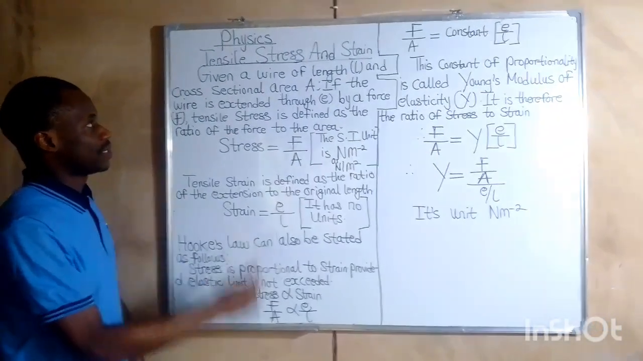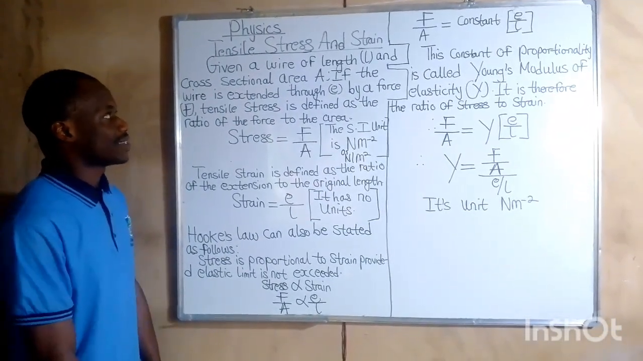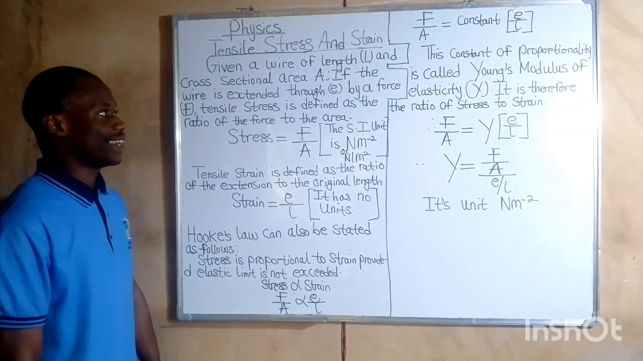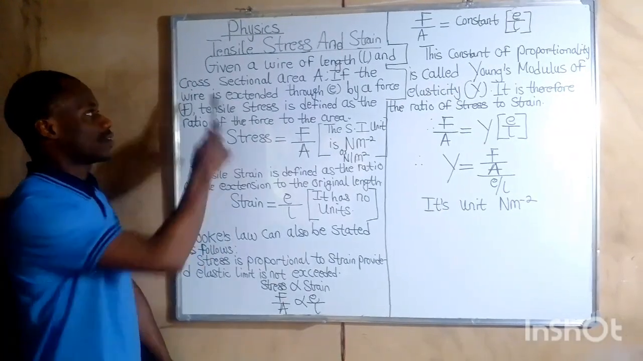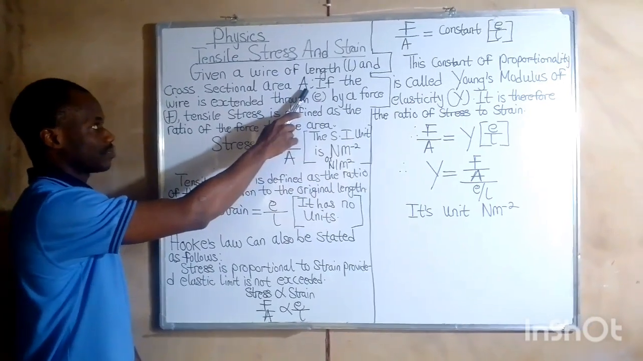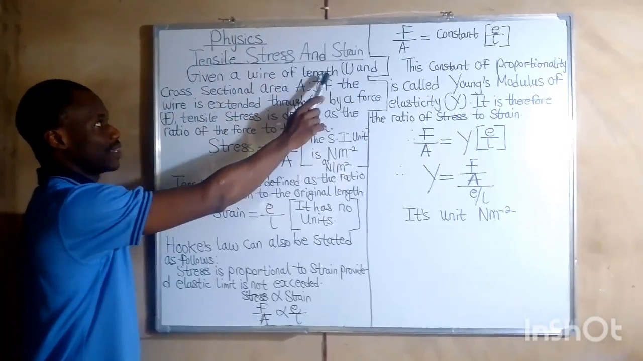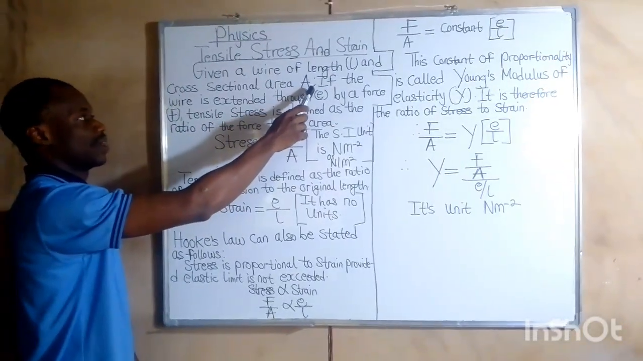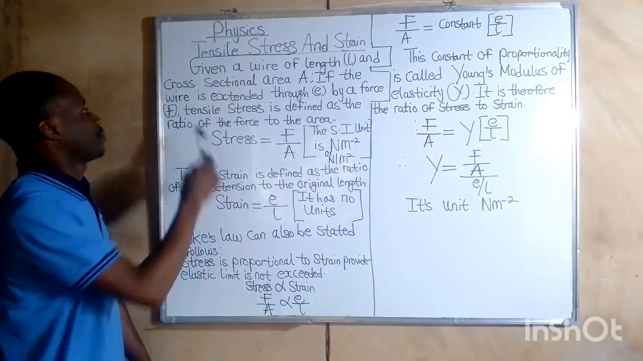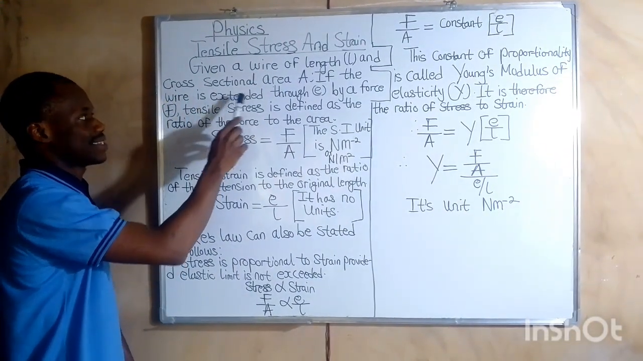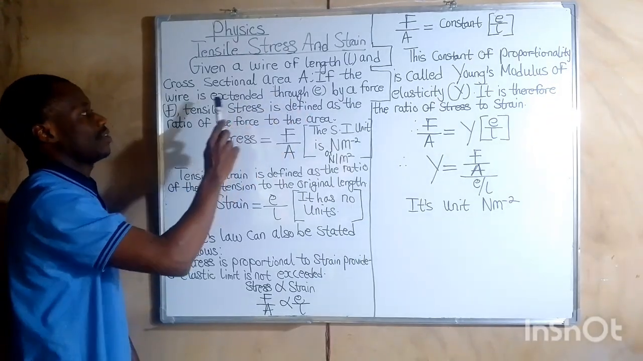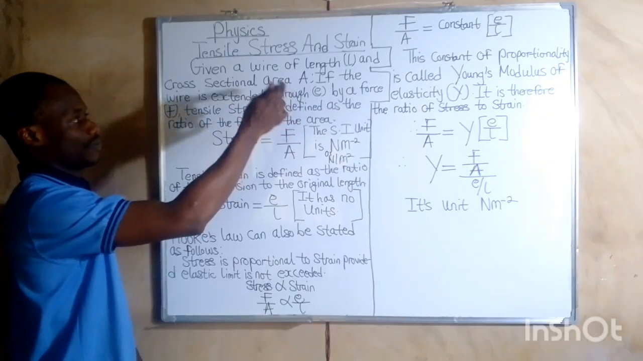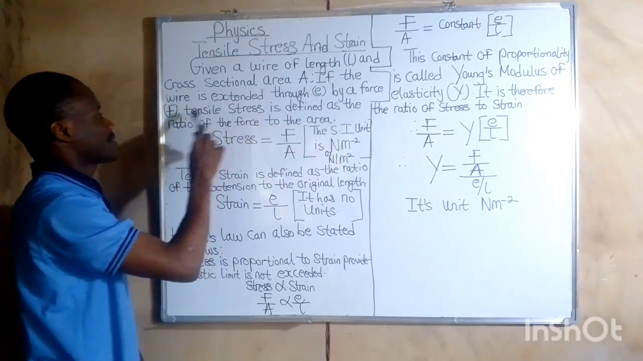Now let's go immediately to what we have on the board. Tensile stress and strain. Given a wire of length L and cross-sectional area A. So the wire of length is L and cross-sectional area is A. If the wire is extended through E, that E stands for extension of the wire, say by a force F.